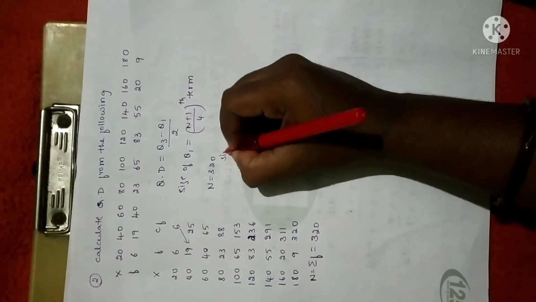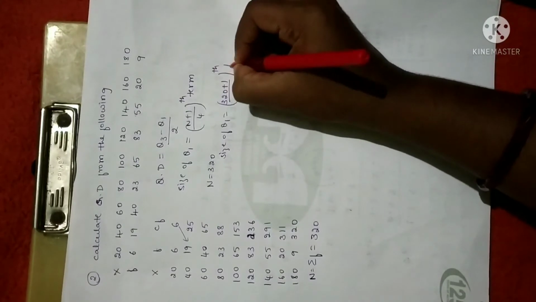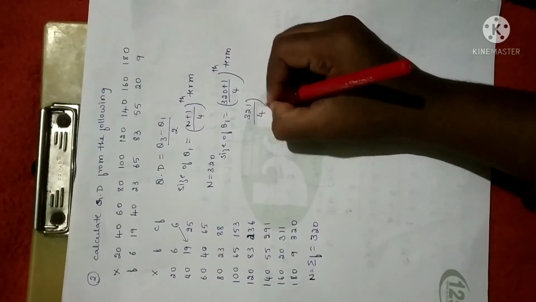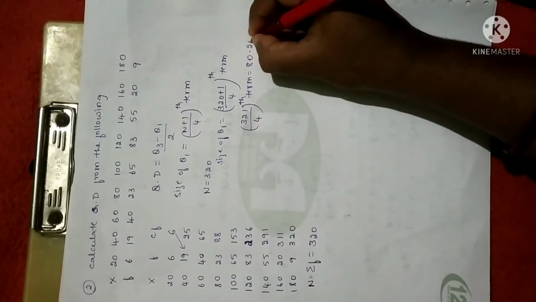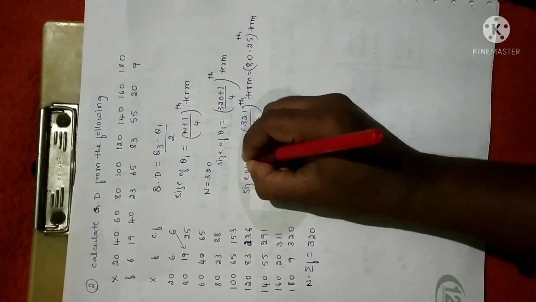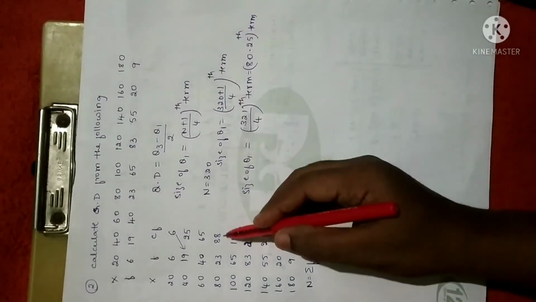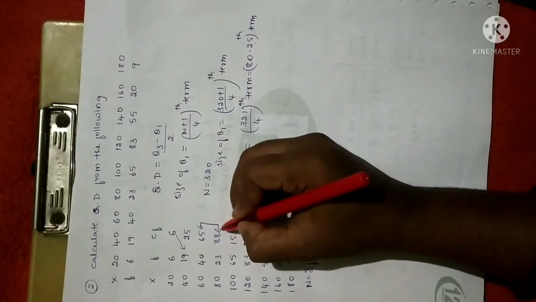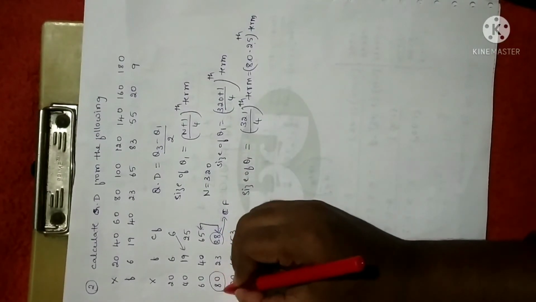Now substitute. So you will get size of Q1 is equal to 320 plus 1 divided by 4th term. In the sense, you will get 321 divided by 4, so you will get the 80.25th term. Fine. So size of Q1 is given by the 80.25th term. Now you have to check, 80.25 lies between 65 and 88, right? So here also the same thing. 80.25 lies between 65 and 88, among which the highest value is 88. So you have to take that as CF, and the corresponding X value will be Q1.